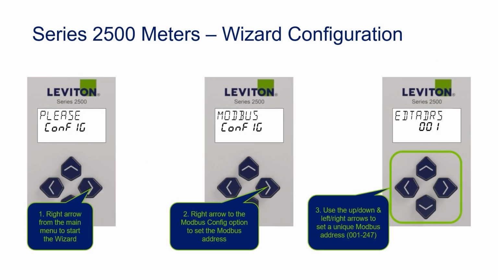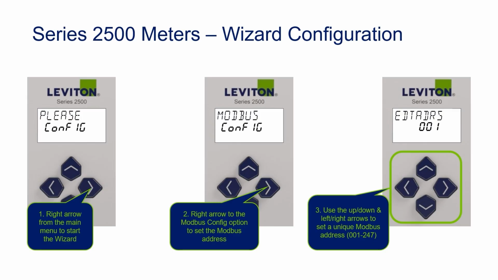From the Please Configure screen, use the right arrow button to move to the Modbus configuration menu. Use the right arrow again to enter the Modbus address editing screen. From here, use the left and right arrow buttons to navigate between the digits and the up and down arrows to scroll through the number selections.